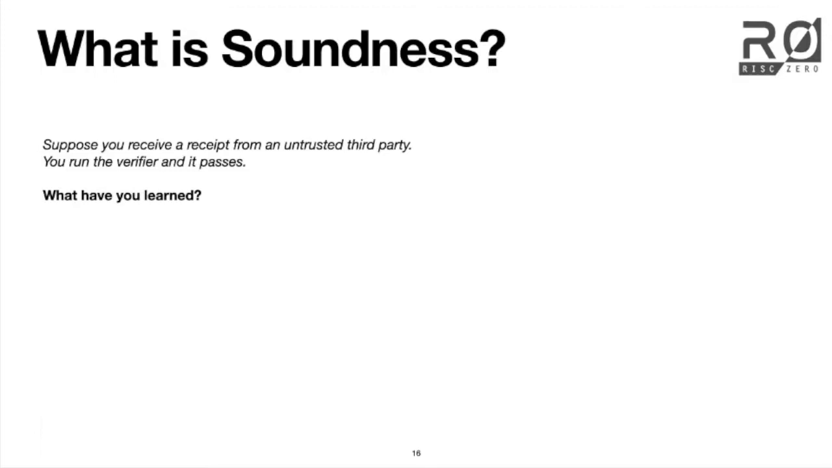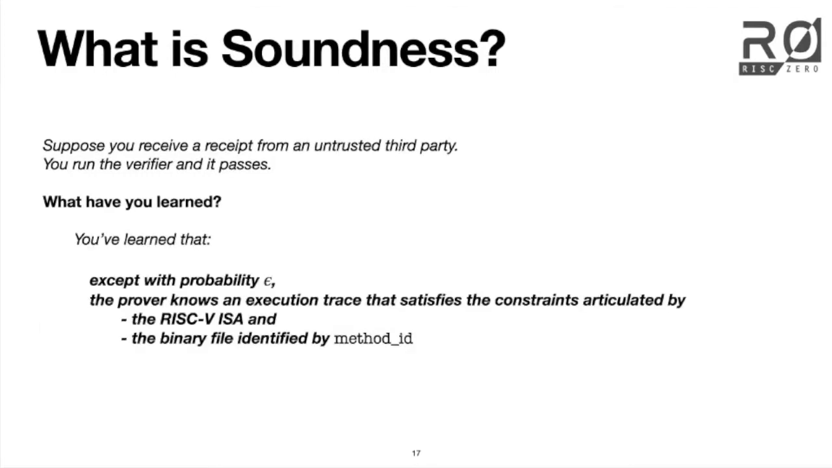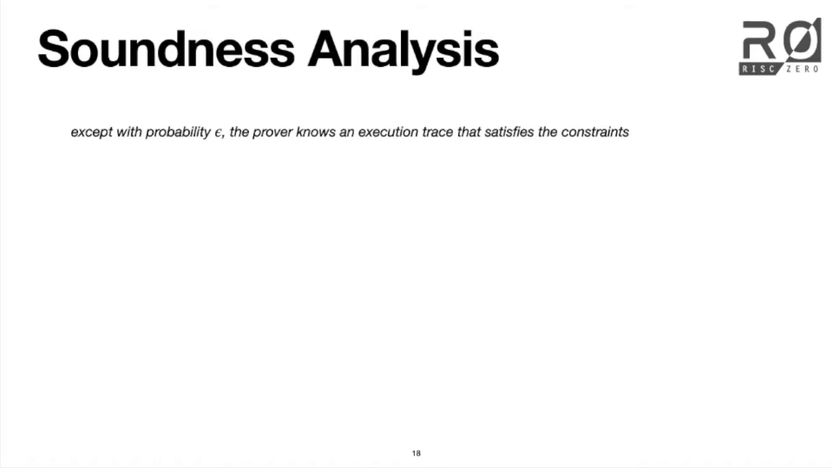In zero knowledge proofs, in these sorts of cryptographic arguments, we don't get a full 100% guarantee. Rather, we get up to some probability bound, up to some epsilon, which we hope is small. We can trust that the prover knows an execution trace that actually satisfies the constraints. So soundness is the analysis associated with this epsilon.